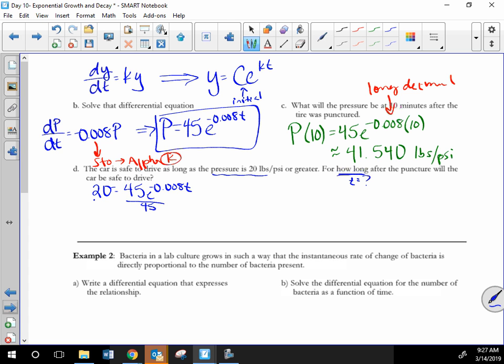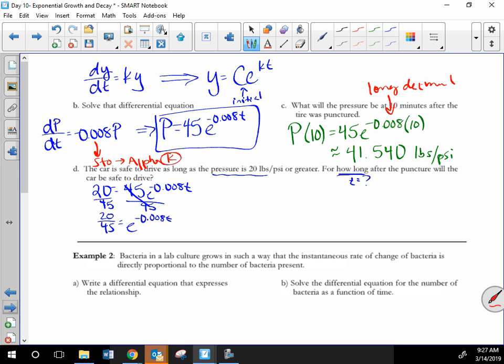Divide by 45. And then I have 20 over 45 equals e to the negative 0.008t. How do I get rid of that e? Natural log. Yes, natural log it. I'm not sure what the technical term is.